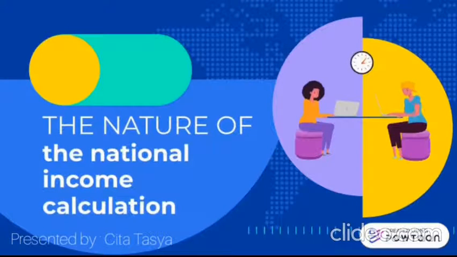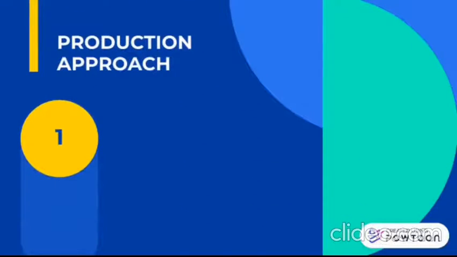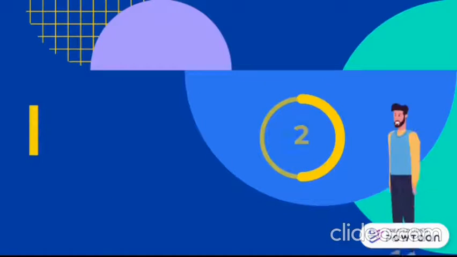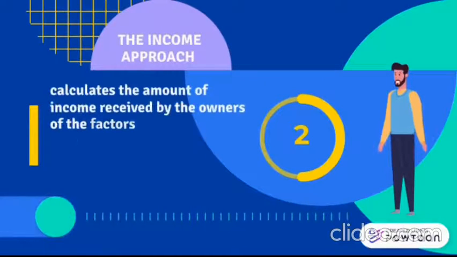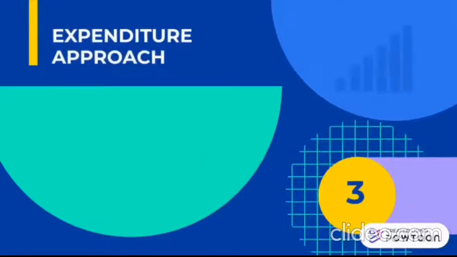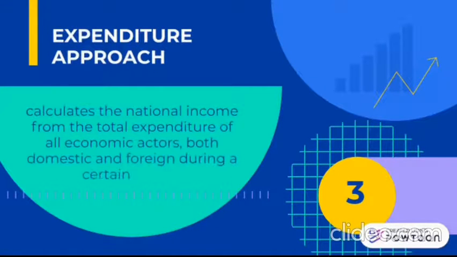The nature of the national income calculation. 1. Production approach: the sum of the added value of every good and service produced. 2. The income approach: calculate the amount of income received by the owners of the factors of production. 3. Expenditure approach: calculate national income from the total expenditure of all economic actors.